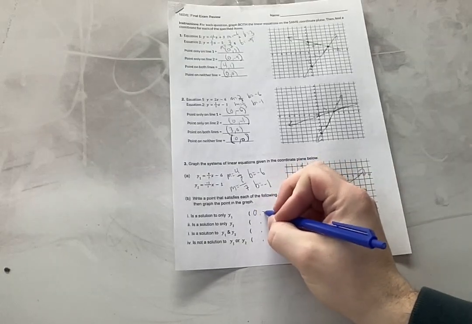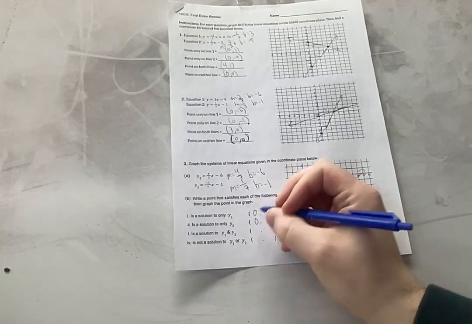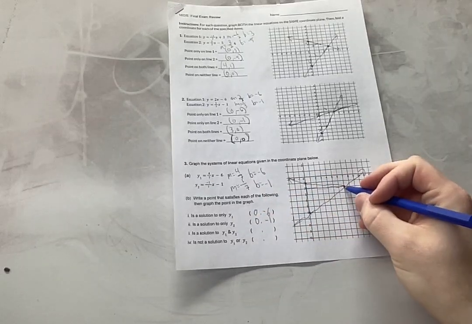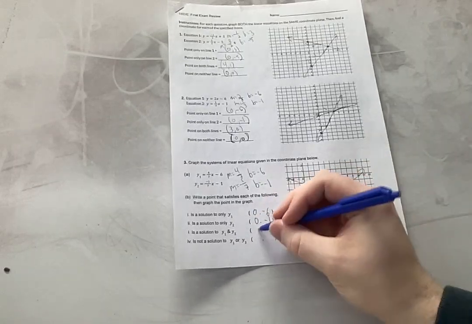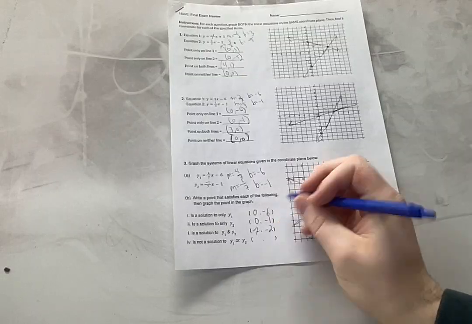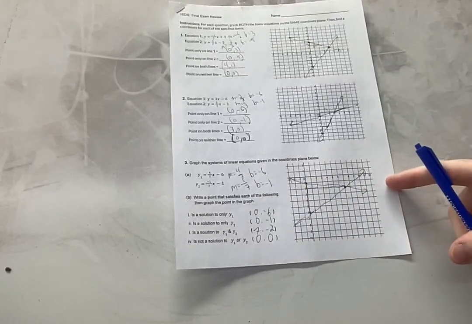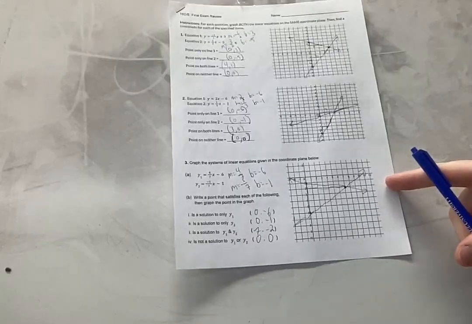So we can list the y-intercepts again, just for simplicity's sake. The solution to both is that one point where it intersects. That would be 7, negative 2. Not a solution, we can also say the origin 0, 0 is not a solution. So that's the first side here. Let's go on to the second side.